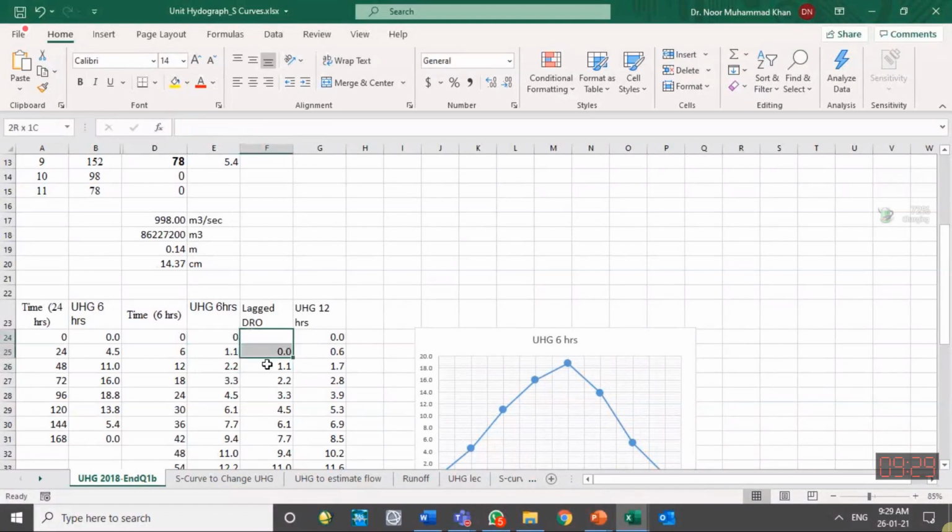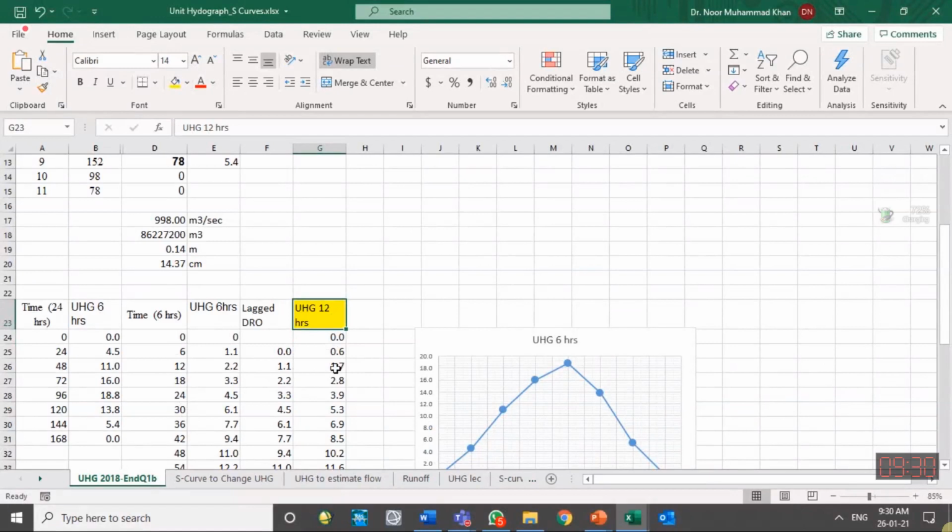So we are giving a lag of 6 hours, and this is a lagged DRH, a lagged unit hydrograph, we can say. Add them together and divide it by the number of unit hydrographs you have added, that is, divide it by 2. You are getting a unit hydrograph of 12 hours. Got it? So this is a unit hydrograph of 12 hours with the data at 6-hour intervals.